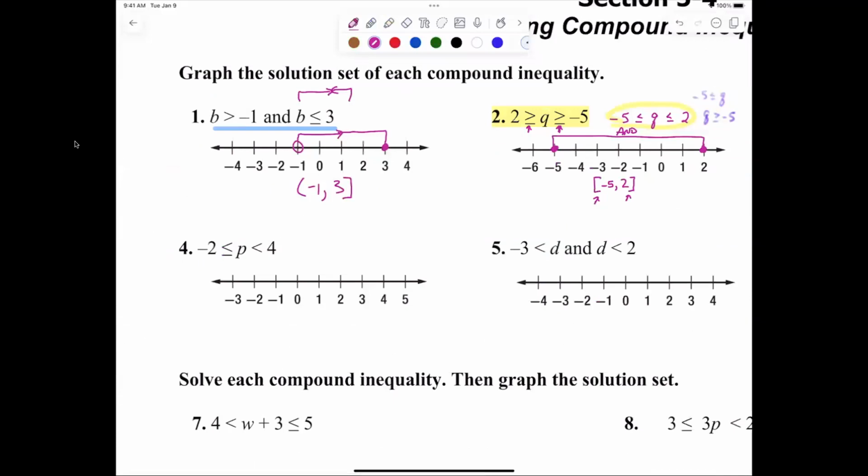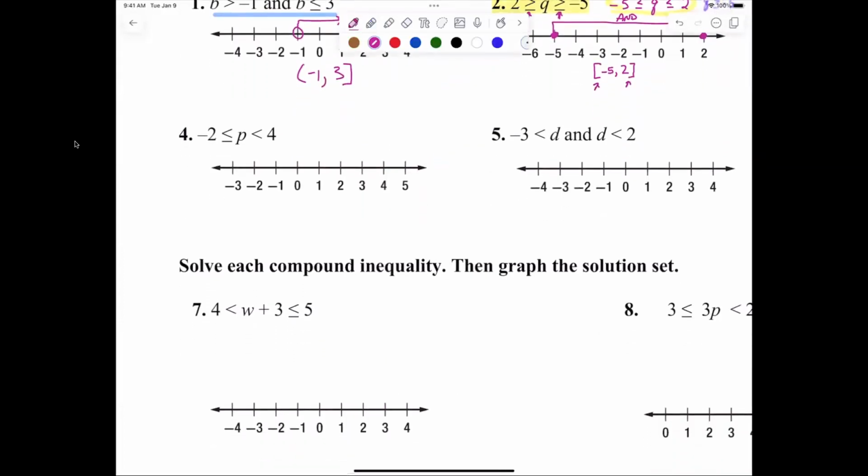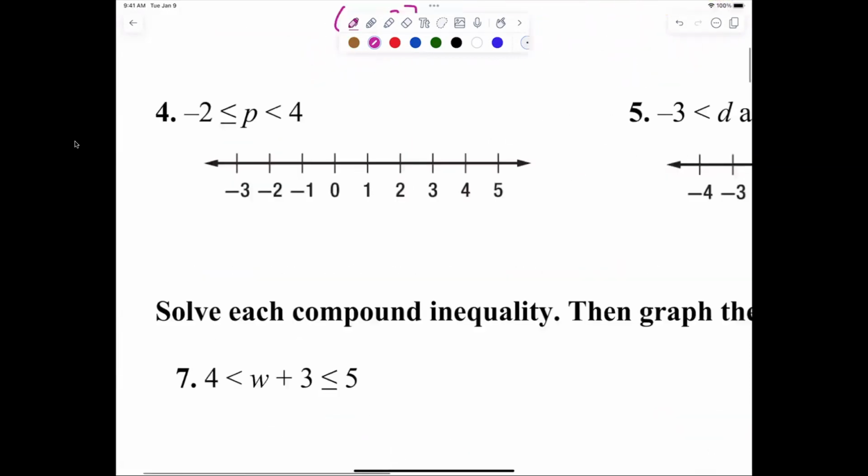All right, let's try number 4. All right, so help me out with number 4. This is simply saying that what? But instead of saying that, I would like for you to say P is what? Between what two numbers? P is between -2 and 4. So we're going to pick -2 and we're going to pick 4, and it's everything in between. That's all that means. P is between -2 and 4.